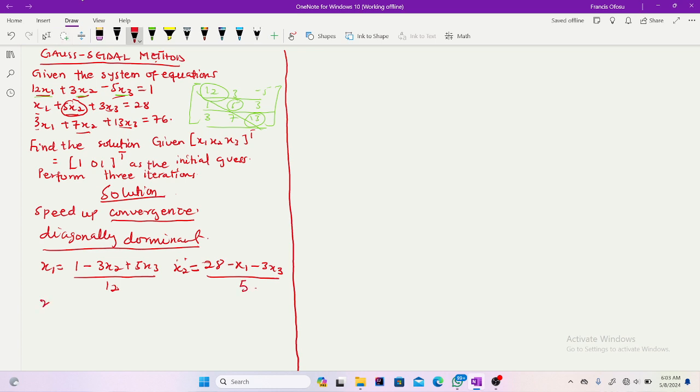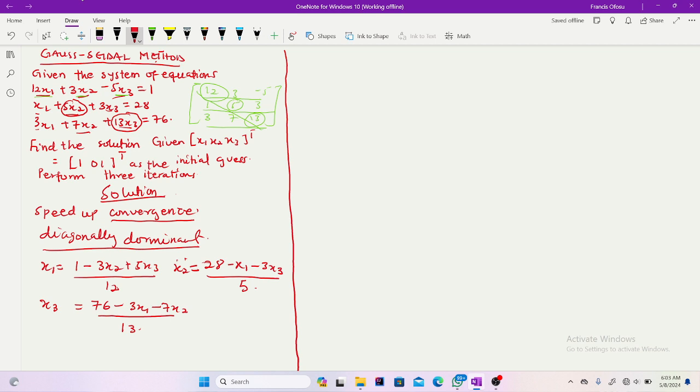Then I'll have x3, which is equal to, for x3, I'm making this one the subject, right? So I'll have 76 minus 3x1 minus 7x2 divided by the coefficient of x3 here, which is 13. So once I have this, I've made this one the subject, the next thing to do is perform your iterations.